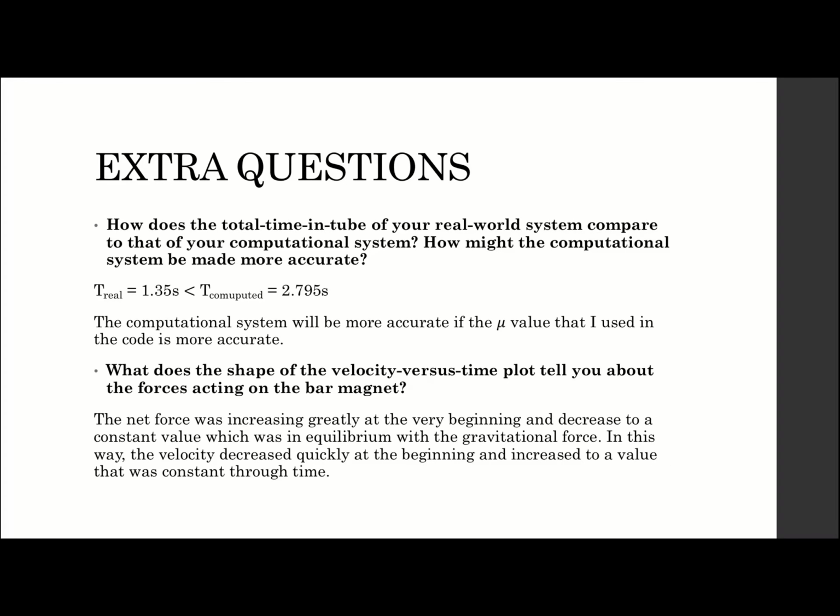Here are my answers to the next 2 reflection questions. My total time in the tube measured in real life is less than the time in the computed model. I think the computational model would be more accurate if the mu value that I plug in at the very beginning is more accurate. For the next question, I can tell from the velocity versus time plot that the velocity decreased quickly at the beginning and increased to a value that was constant through time. This told me that the net force was changing greatly at the very beginning and then settled to a constant value, which was in equilibrium with the gravitational force.